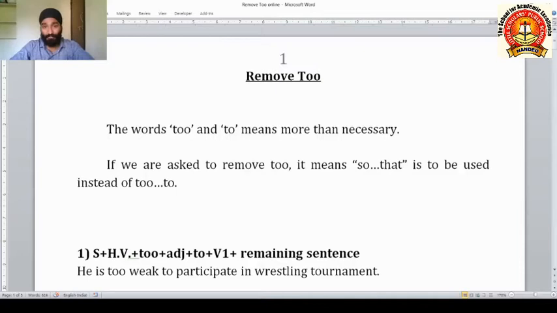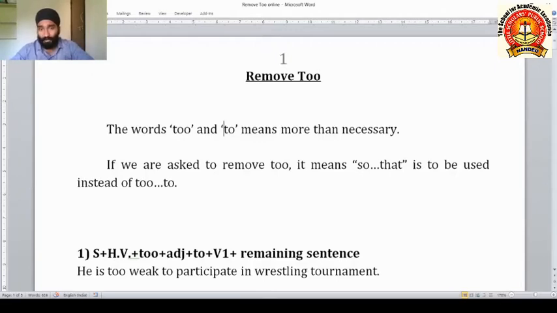In today's session, we will learn remove "too". What is remove "too"? Remove "too" are the words taken together in a sentence to tell that something is more than necessary. If we are asked to remove "too", sometimes in the exam, a sentence comes to you. In that sentence, this TOO and TO2 are used. And in the bracket instruction is given: remove "too".